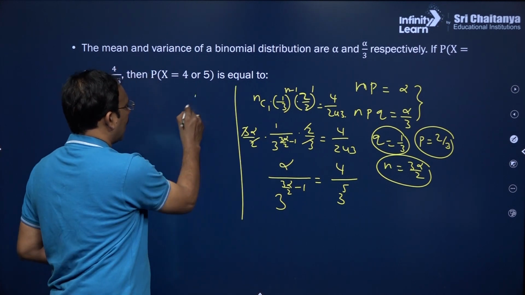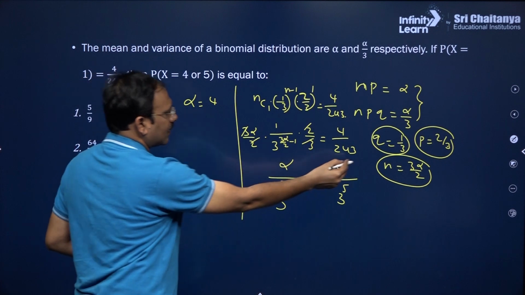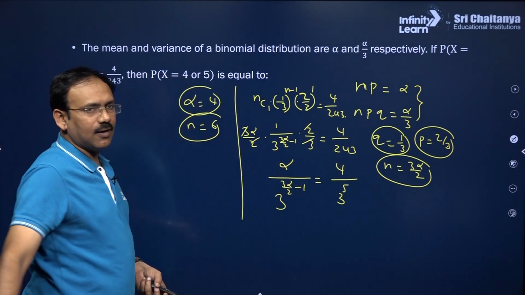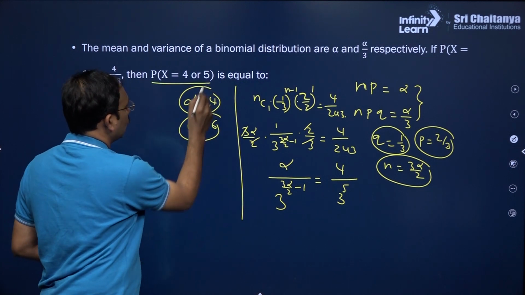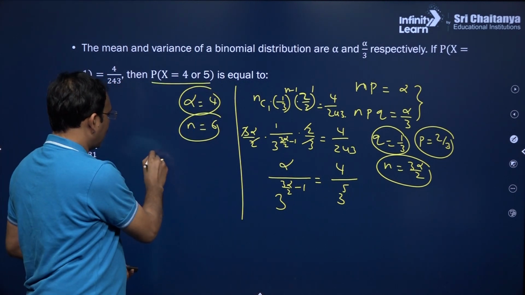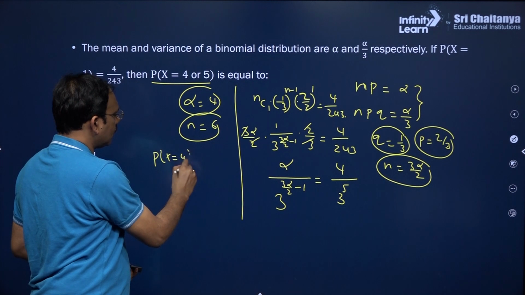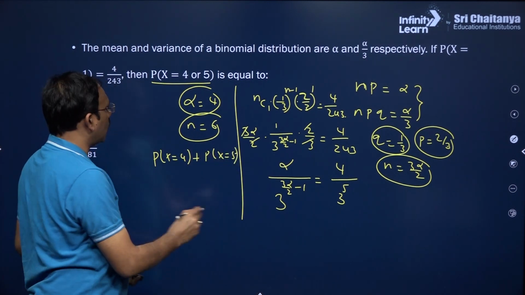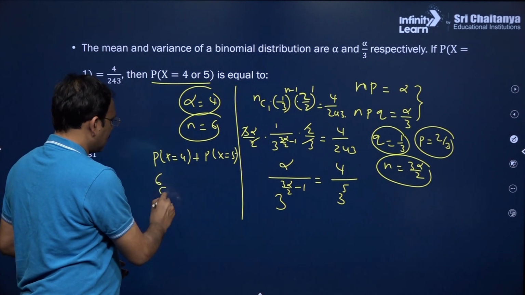So, we get alpha is equal to 4 and hence n is equal to 6. Now, we know the complete data. I want P(X = 4 or 5), which in a binomial distribution means P(X = 4) + P(X = 5). You know what to do, n is 6, my dear friends.